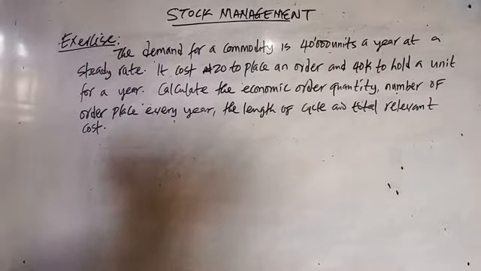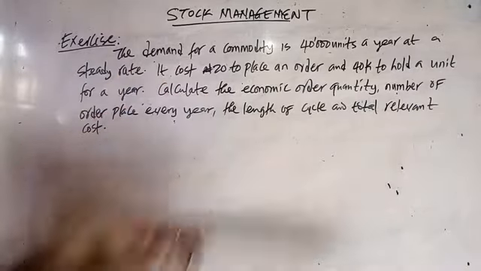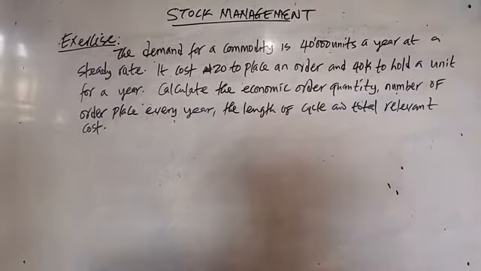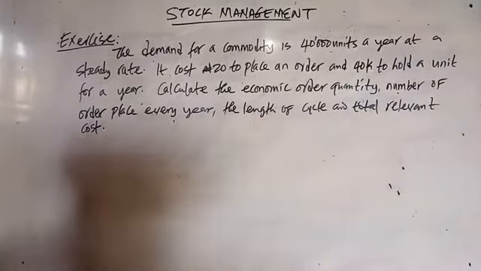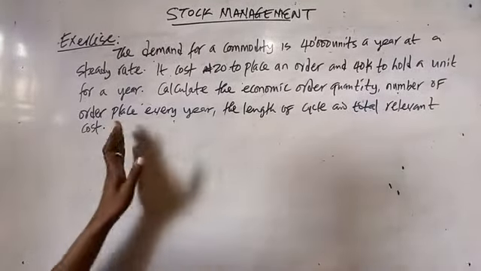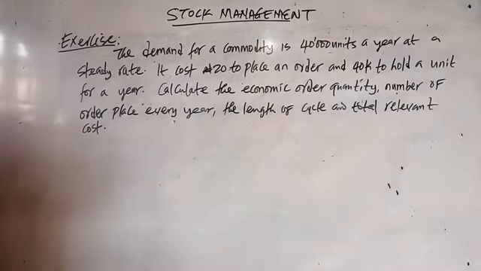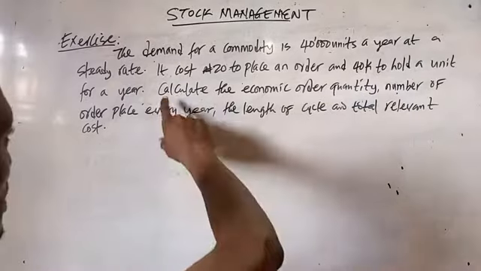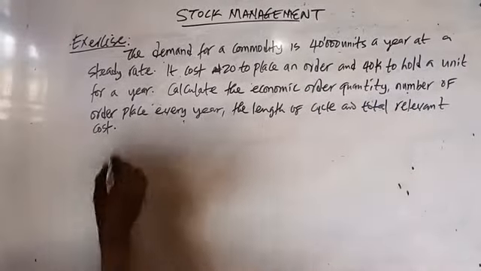So today I want to look at a question. The question reads thus: the demand for a commodity is 40,000 units a year at a steady rate. It costs 20 naira to place an order and 40 kobo to hold a unit for a year. Calculate the economic order quantity, the number of orders placed every year, the length of cycle, and the total relevant cost. So, having said that, let's look at the requirements of the question. It starts from here. It says calculate the economic order quantity, EOQ. So, the solution now.